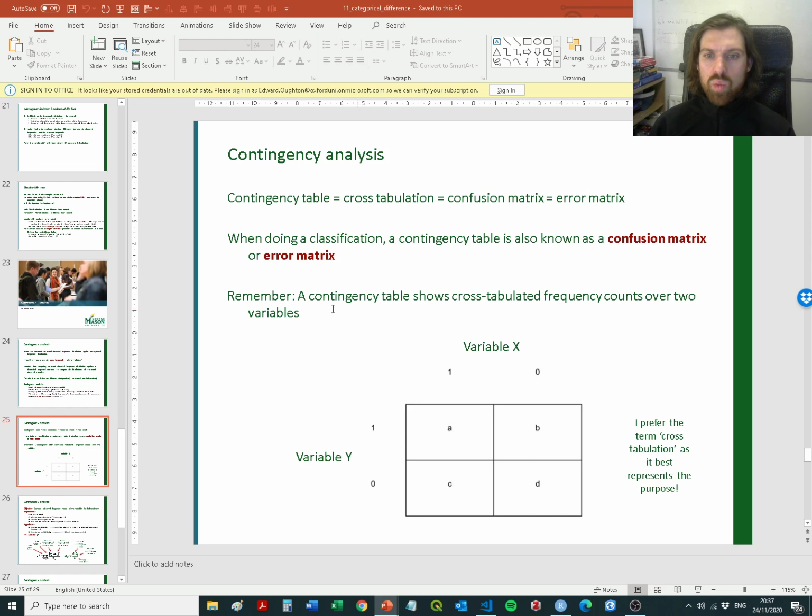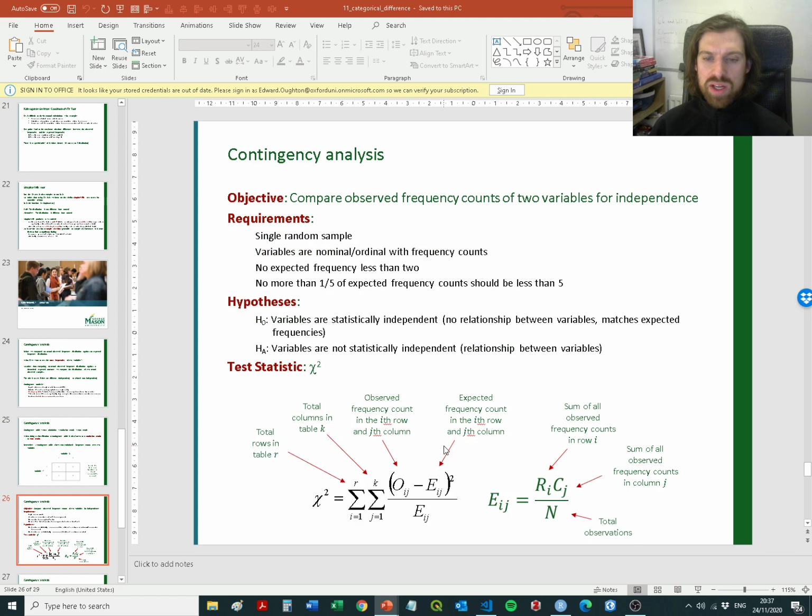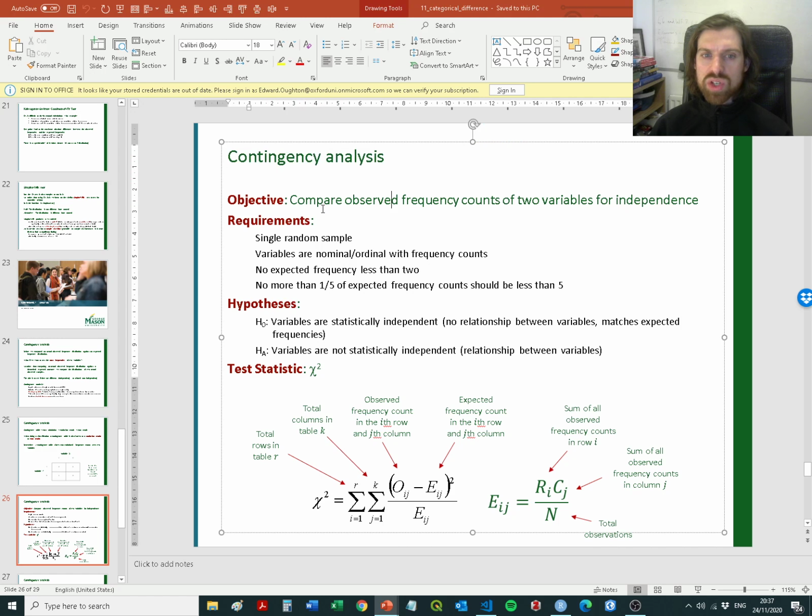Okay, so we need to create a contingency table, basically, and we need to carry out this analysis. So what we're going to do is compare the observed frequency counts of the two variables for independence. So our null hypothesis is that the variables are statistically independent, so they're not significantly related in any way. Whereas the alternative hypothesis is that we do think there's some sort of an effect, which means that these variables are related in some way. And to do that, we need to get this chi statistic. That's what we want to evaluate. And to do that, we need to run through this equation down here.